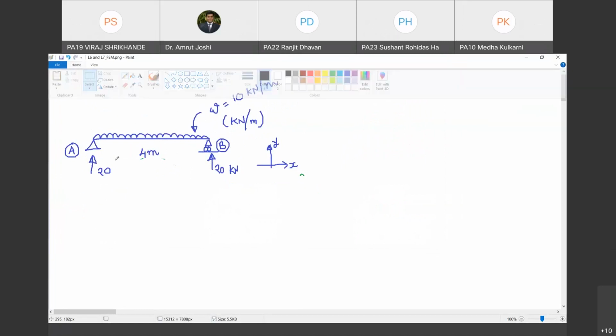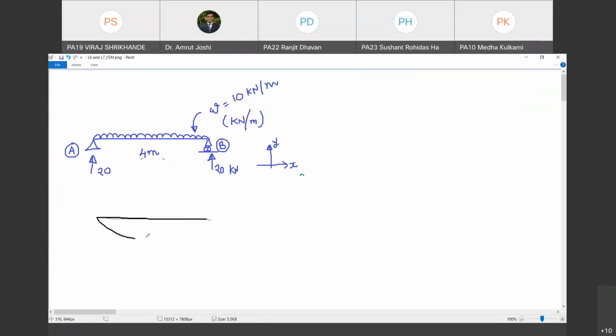So what is the equation of deformed shape? This beam is going to deform in this fashion. This beam is going to deform in this fashion. So the equation of deformed shape is nothing but, now let me give some notations.